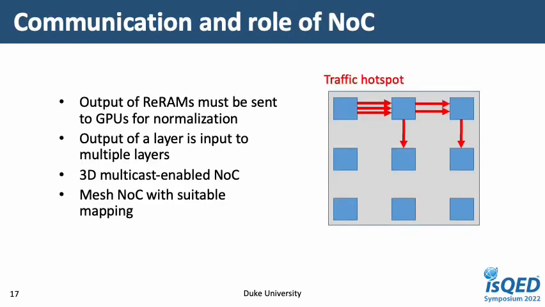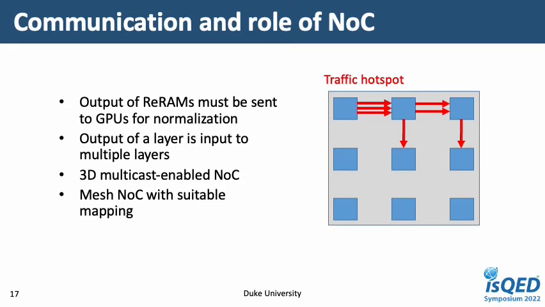But this also results in some interesting challenges from the perspective of communication. First of all, in a typical CNN, normalization layers are performed just after the convolution operations. So in our architecture, after the ReRAM operations, we need to send all the data to the GPUs. And we know that GPUs are bandwidth bottleneck. So we want to have a network on chip which will be able to supply the data and move the data from the ReRAM to the GPUs fast.